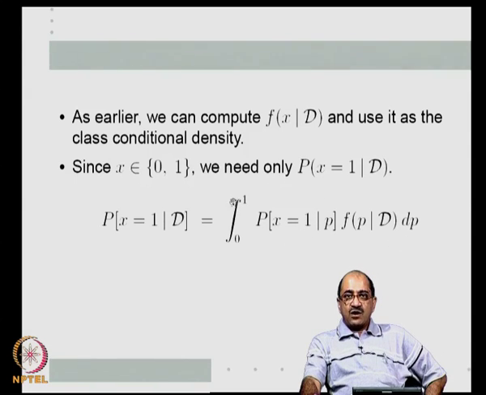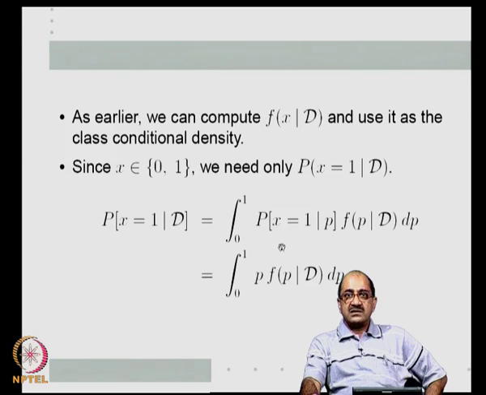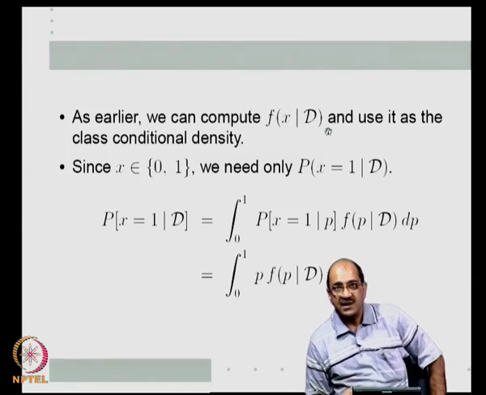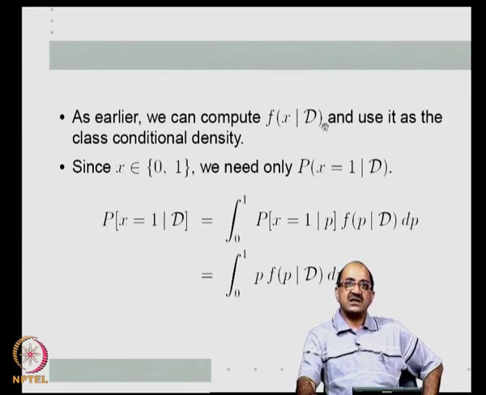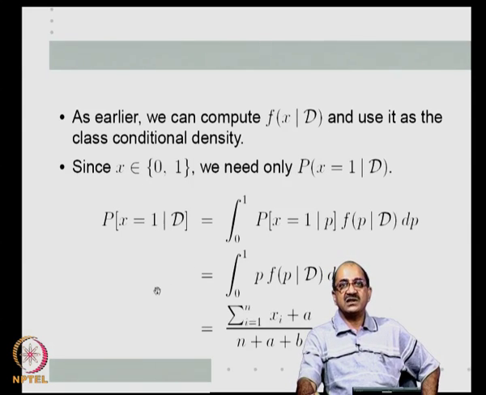Now, given our model, p is equal to p, the probability that x is equal to 1 given p is p, and this is the posterior. So it becomes the integral from 0 to 1 of p f(p | D) dp, where f(p | D) is the density over p. This is nothing but the mean of the posterior density. So if I calculate f(x | D), that is determined by the mean of the posterior density, and we already know the mean of the posterior density.